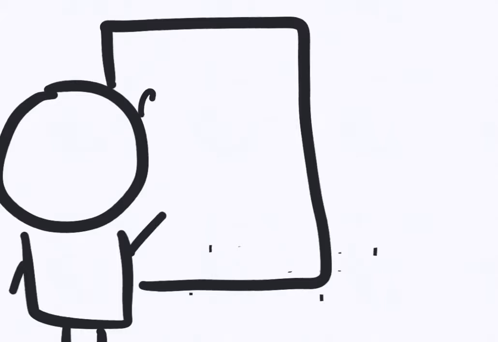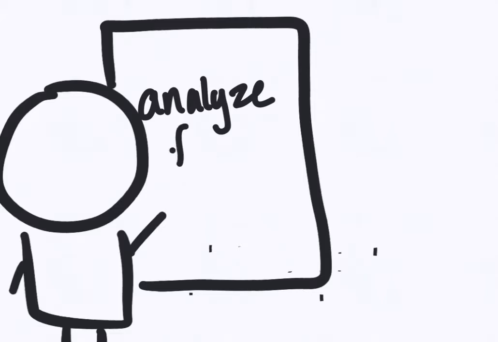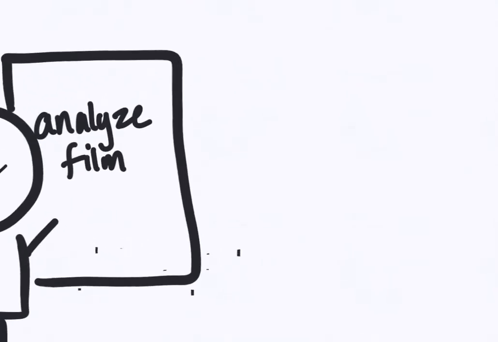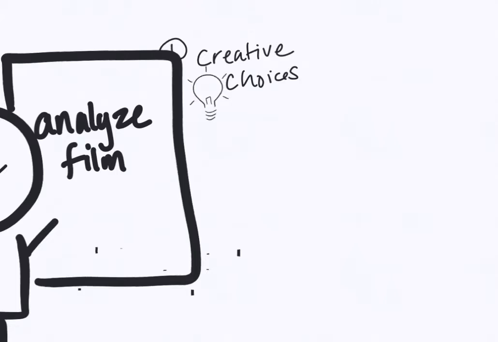Okay, folks, so how do you analyze a film? There are going to be 4 things that I want you to keep in mind. The first are the creative choices of the person who's making the film.